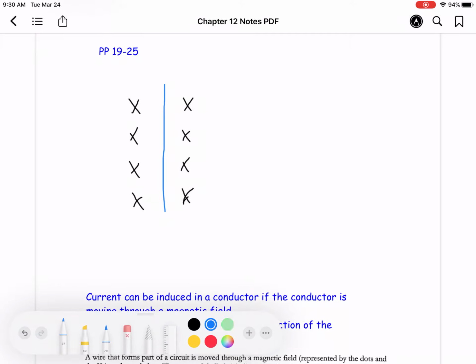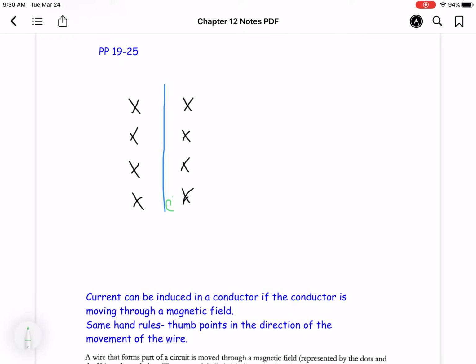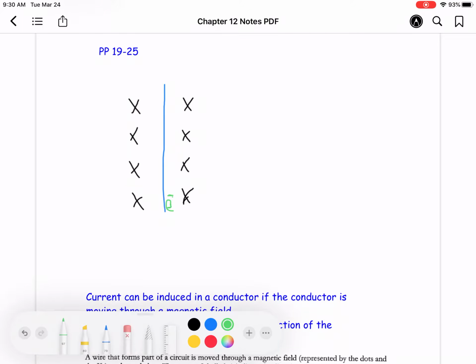Now, in that wire, naturally, there are electrons. And so right now, the electron's not moving. There's no current at all. It's just sitting there. It's a wire. It's not attached to a battery or anything, but it's just in a magnetic field.